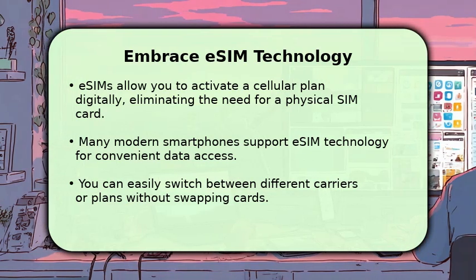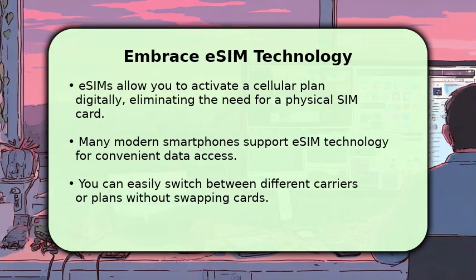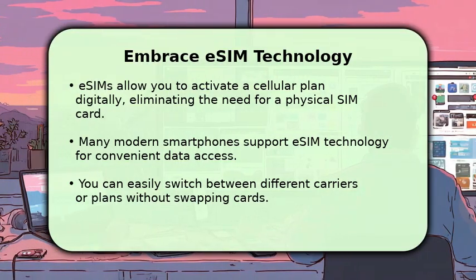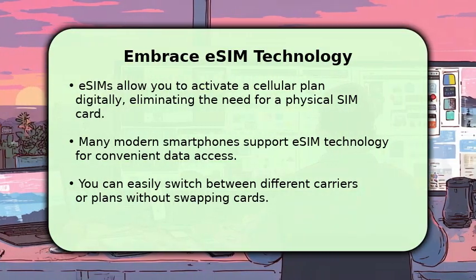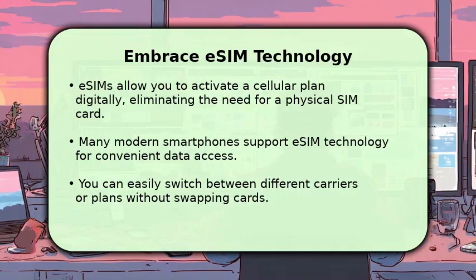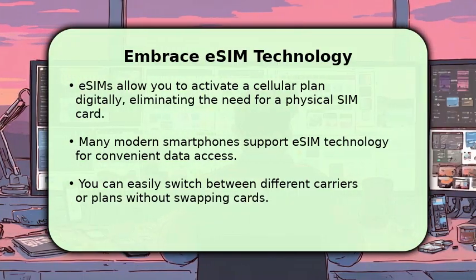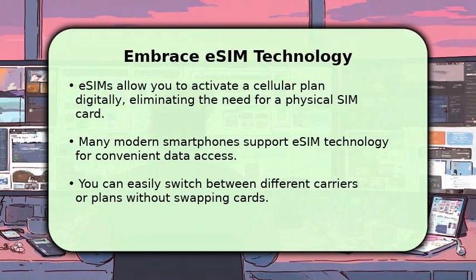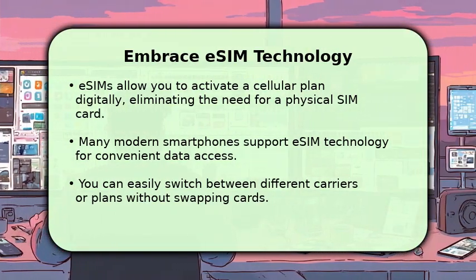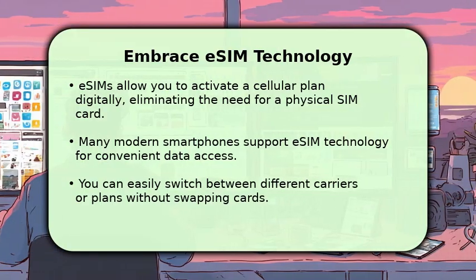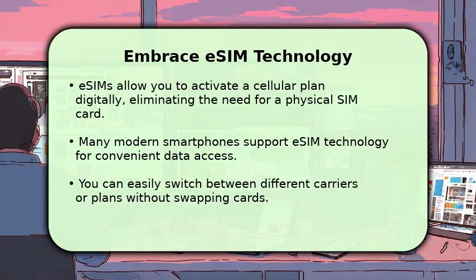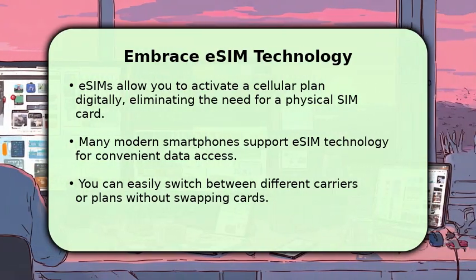Another excellent solution is utilizing eSIM technology, which is becoming increasingly common in newer devices. An eSIM is a digital SIM embedded directly into your phone, letting you activate a mobile data plan without a physical card. You can download and switch between multiple local or international data plans directly from your phone settings. This offers incredible flexibility, especially when traveling across different regions.